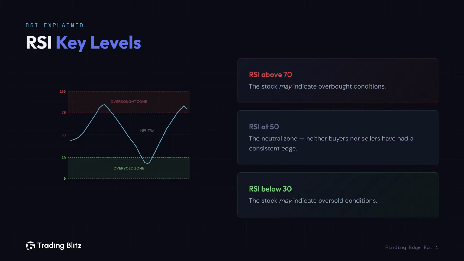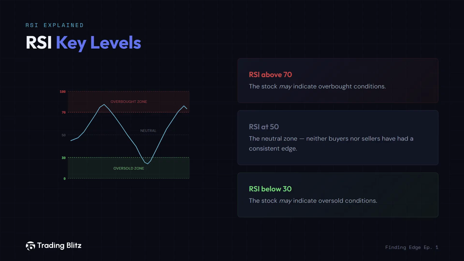It oscillates between 0 and 100. For simplicity purposes, when we talk about RSI, we're going to be talking about it in terms of a daily chart. When the average up day is equal to the average down day, then RSI equals 50. And you can think of 50 as the neutral zone. Neither buyers nor sellers have really won the day. Neither has had a consistent edge.